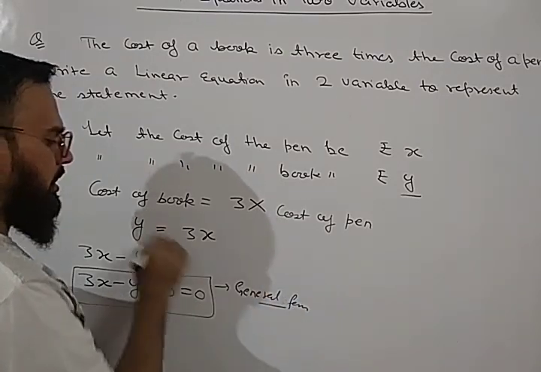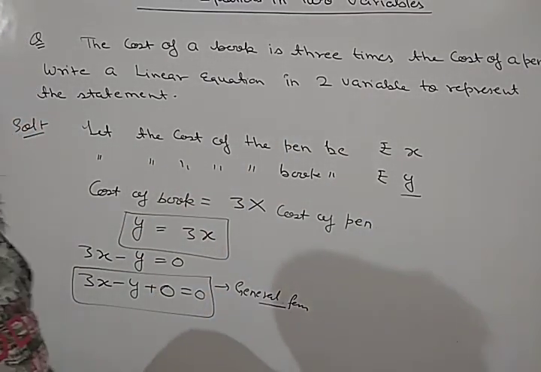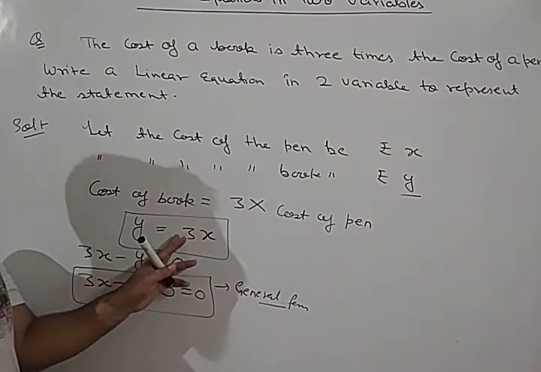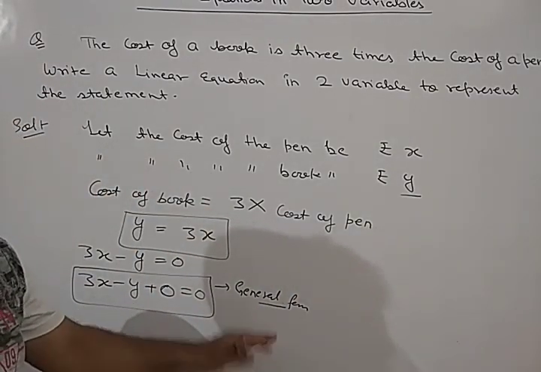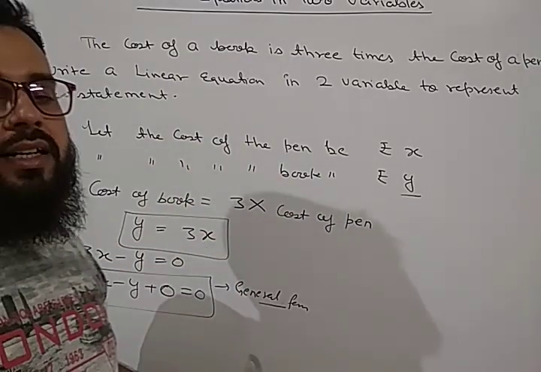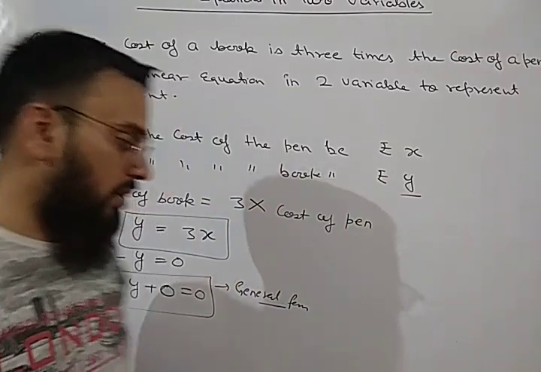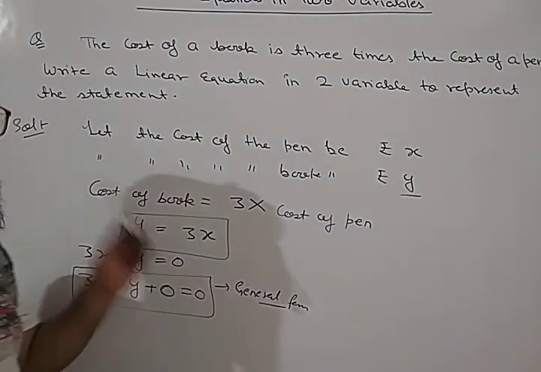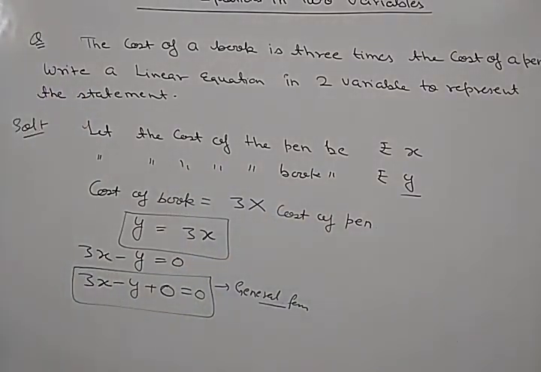This is general form. Or if you write only this equation, because it is not asked in the question that we have to convert it in the general form, then you can leave it here also. But it is better to convert it in the general form also, because in many questions it will be asked that convert the equation in the general form also. So always convert in the general form. So first we have made the equation, then we have converted it in the general form of linear equation in two variables. Okay, so note it down.